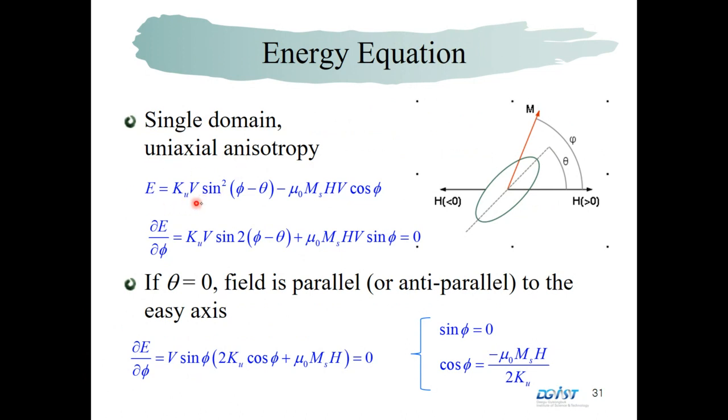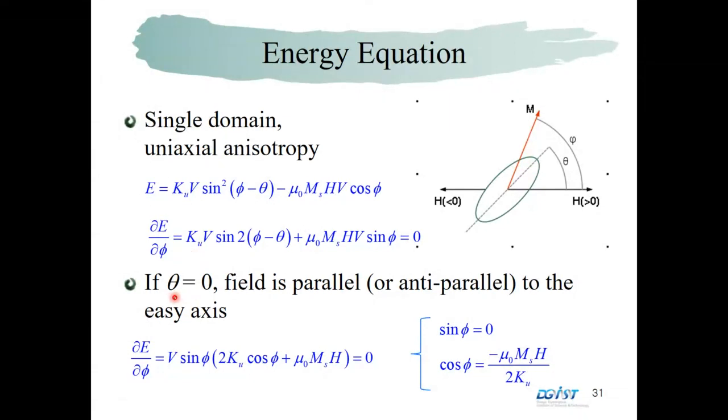So the total energy of the system can be written by this equation. And we already explained how we can obtain the stable direction of the magnetization by solving this energy equation. Here the magnetization direction is defined by angle phi from the field direction, and this field direction is also misaligned from the easy axis by theta. So we have to solve the energy equation with respect to the angle phi to find the energy minimum point, or in other words, the stable point.